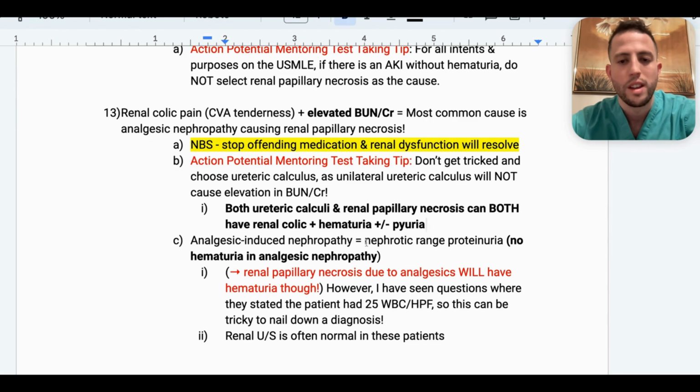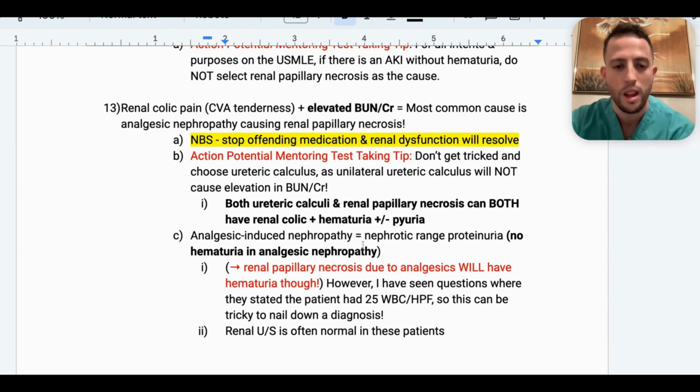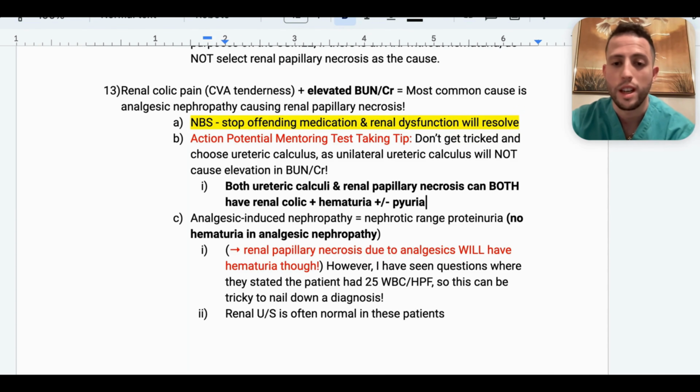Analgesic-induced nephropathy is going to have nephrotic range proteinuria, and there's no hematuria in analgesic nephropathy. Renal papillary necrosis, however, due to analgesics, will have hematuria. That's the big differentiator. So if you see hematuria plus analgesics, you're thinking renal papillary necrosis. If you see proteinuria plus analgesics, you're just thinking analgesic nephropathy. So two different things, two different presentations. The hematuria goes with the necrosis, so the renal papillary necrosis.